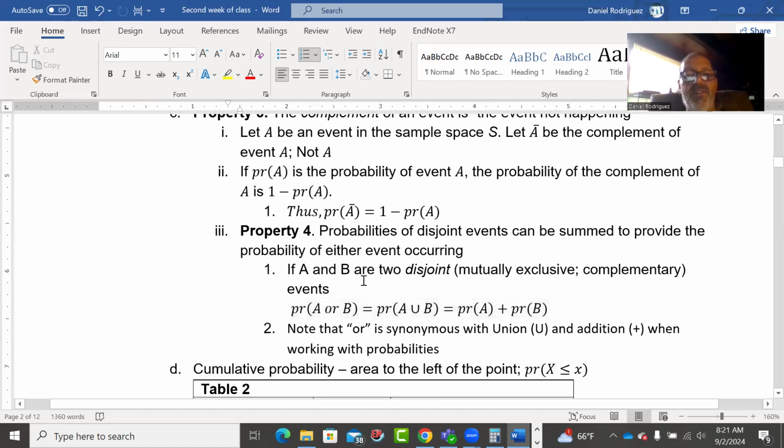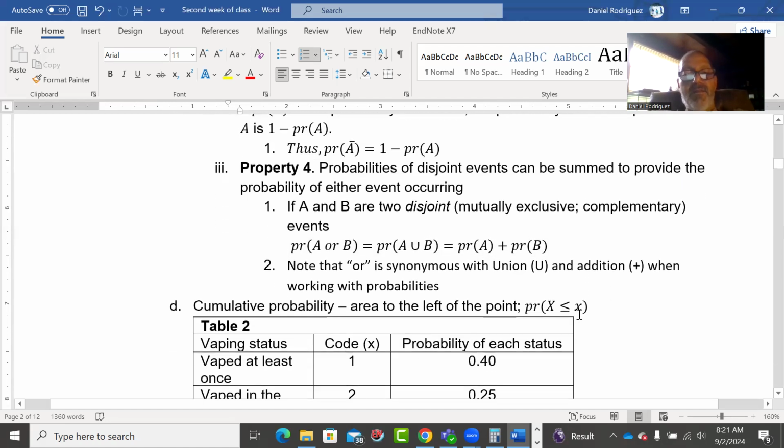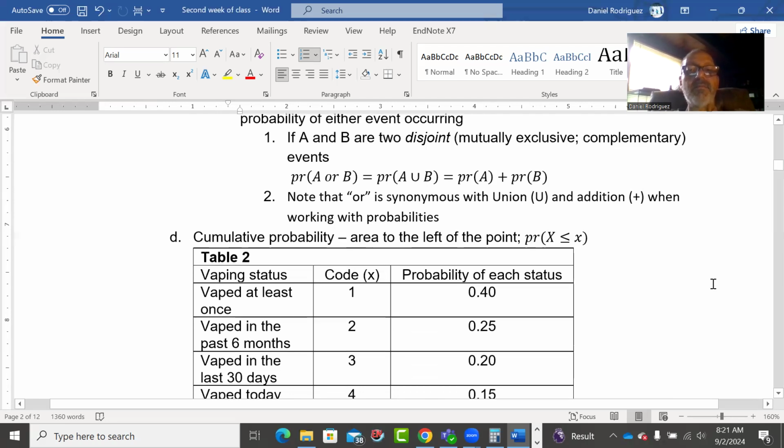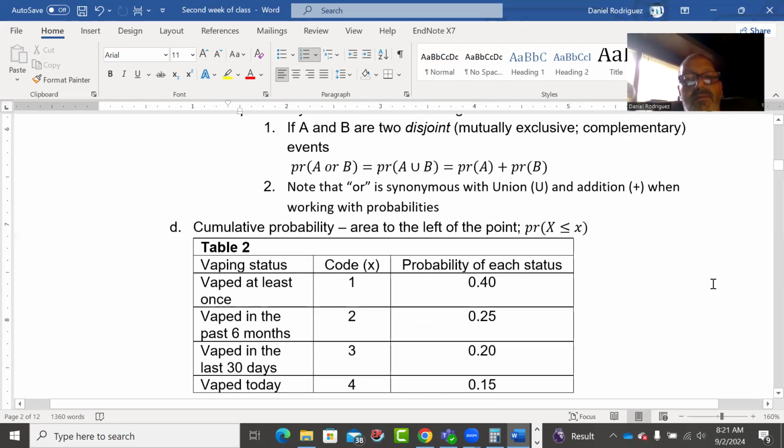So this U here means union. The probability of A or B is equal to the probability of A union B, which is the probability of A plus the probability of B. Think of or being synonymous with union and addition. Right? So we can add things together, and we just did that in the last example.